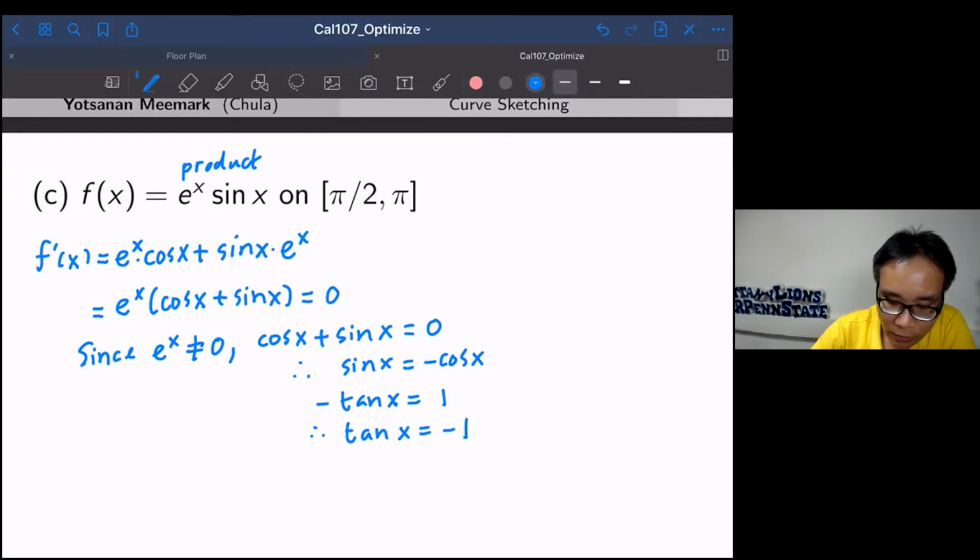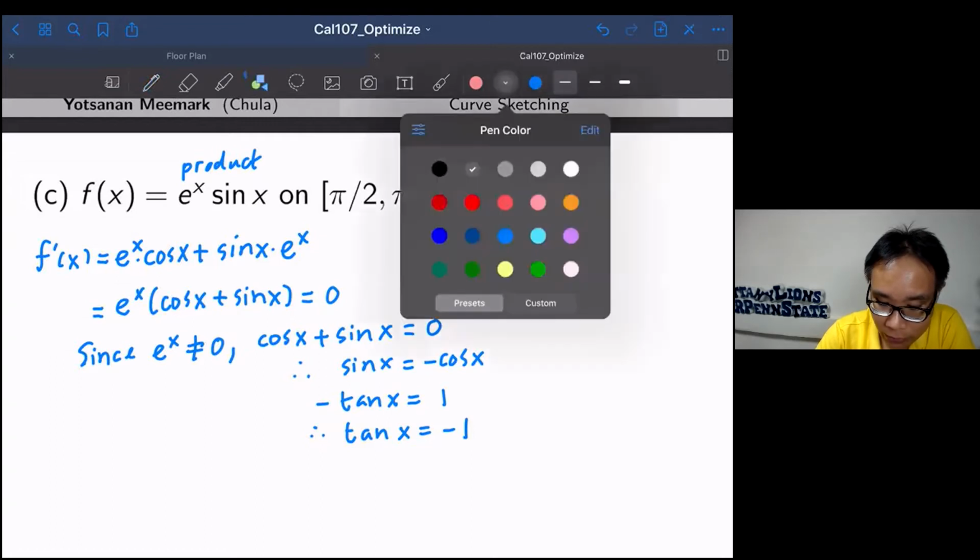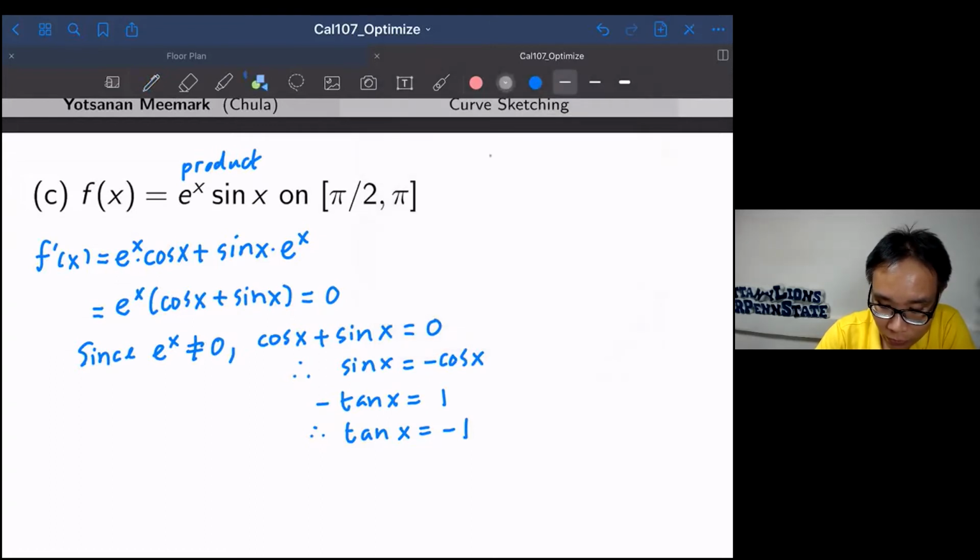So where are we? We are on pi over 2 to pi. If you draw the unit circle, you're going to get this guy and this guy, and you get the unit circle like this.